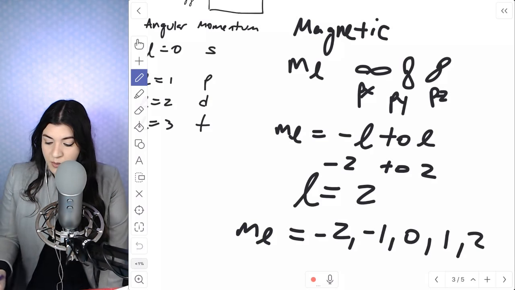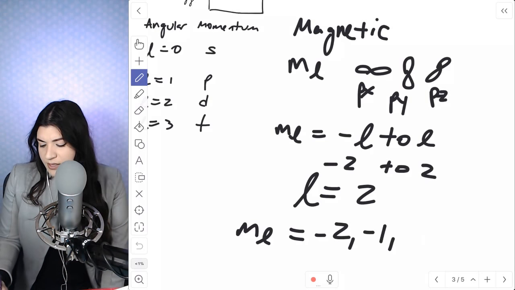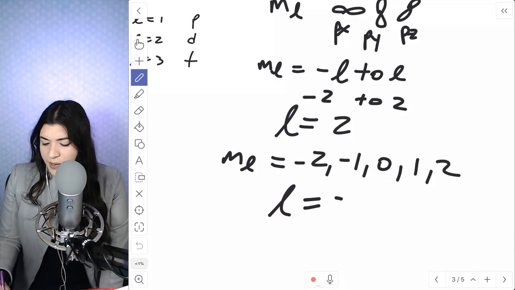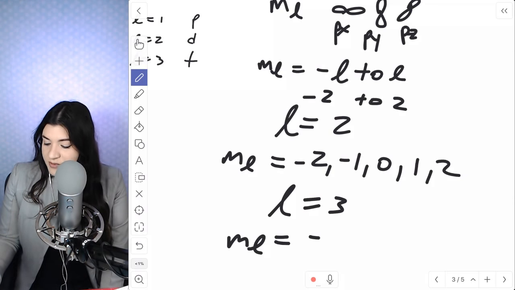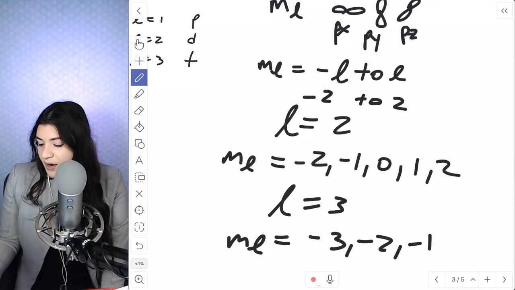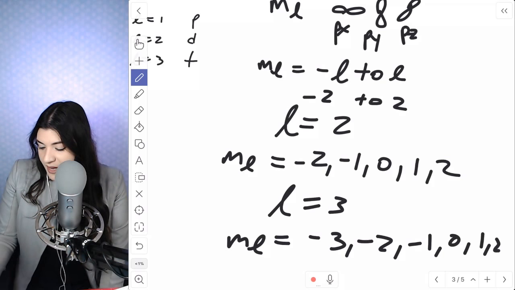And that would be the same thing now if we had L equal to 3, then M sub L would be -3, -2, -1, 0, 1, 2, and 3. So that's what I want you to kind of look at.